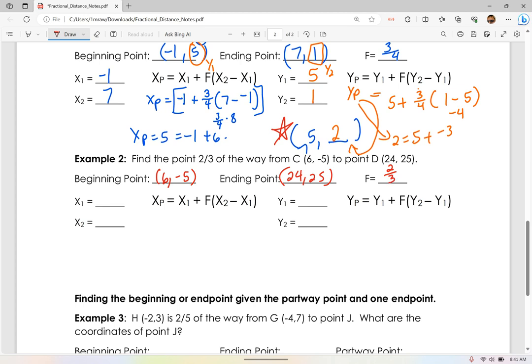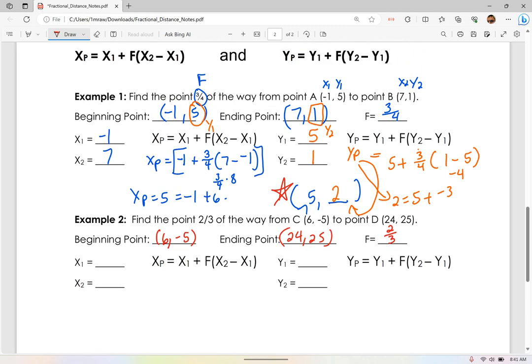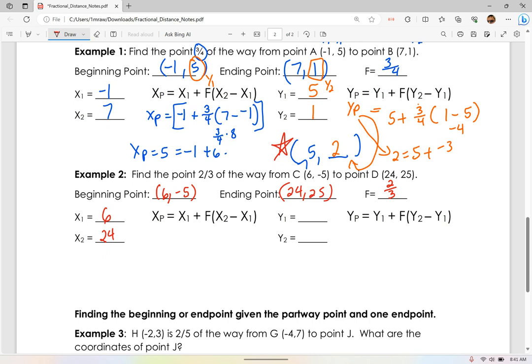Want to just make sure we're on there. Example 1 should be 5 comma 2. Yep, I double checked. That's 5 comma 2. That is correct. Okay, so x1 is going to be 6, and x2 is going to be 24. We know our fraction is 2/3, so xp is what we're looking for. That's going to be my point, equals x1, which is 6, plus our fraction, which is 2/3, times x2, which is 24, minus x1, which is 6.